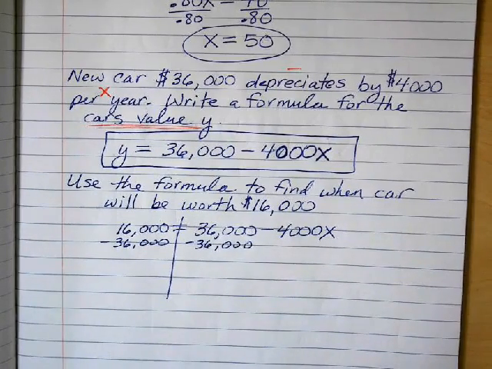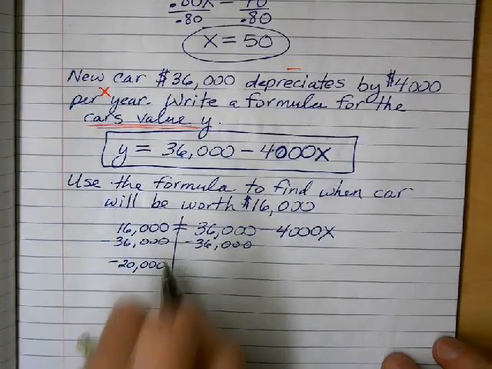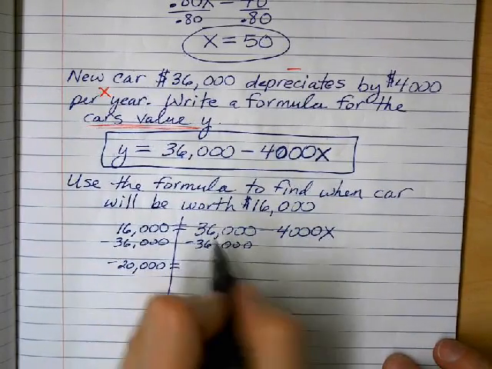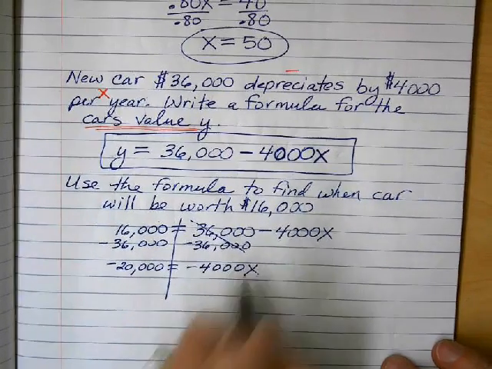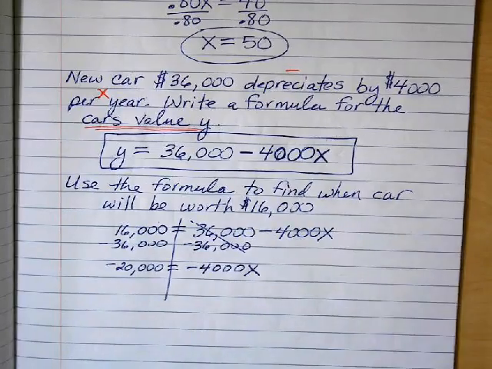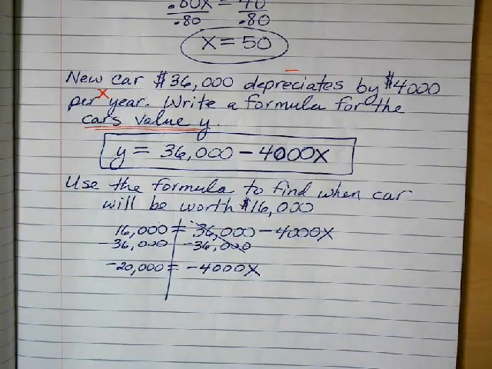So that should be negative 20,000. Yep, that'll be a negative. Equals negative 4,000x. See, it's not too bad after that. Once you just know where the number goes, then divide, and you should get it.